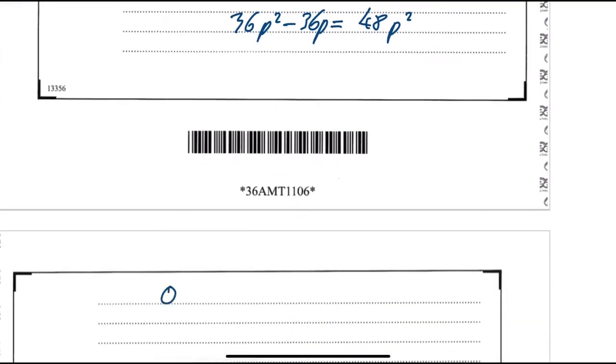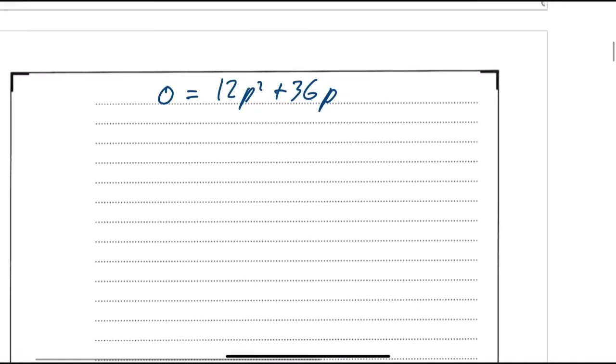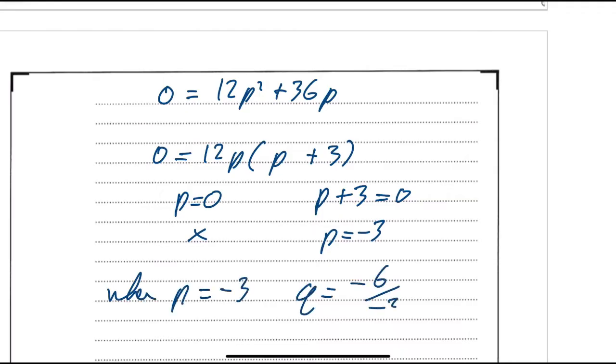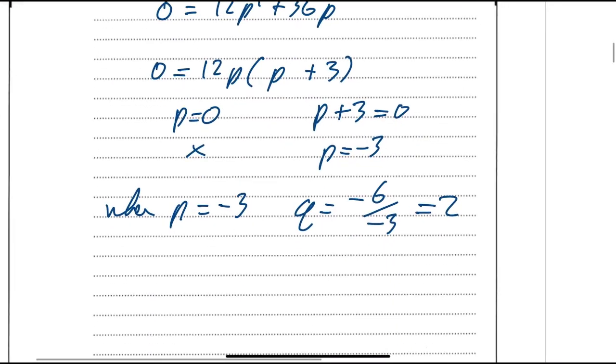Then bring it all to one side, put it equal to 0. I'm going to have 0 is equal to 12p squared plus 36p, and then pull 12p outside. So 12p comes outside, leaving you p plus 3, which means p is equal to 0, which isn't going to be possible for us, or p plus 3 is equal to 0, which means p is equal to minus 3. So just say when p is equal to minus 3, your q is equal to minus 6 over minus 3, so q is equal to 2. So your answer, p equals minus 3, q equals 2.